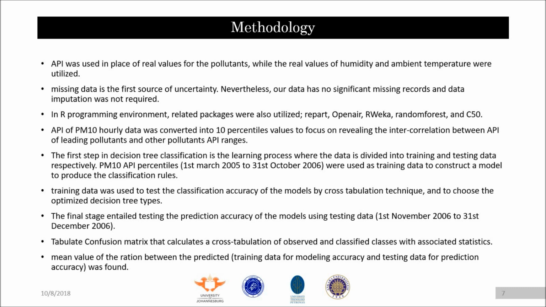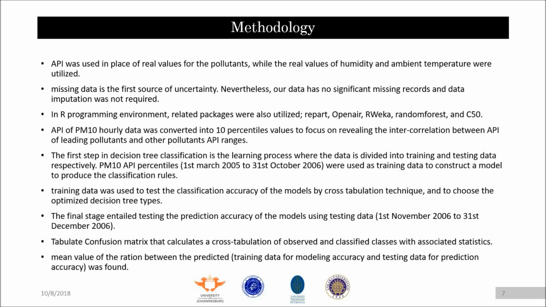So the API was used in place of the real values for the pollutants, except for the humidity and the temperature. We'll use the real values. About missing data, there is no missing data in this study. That's why we didn't use the imputation technique here.